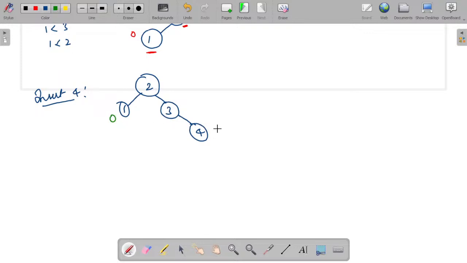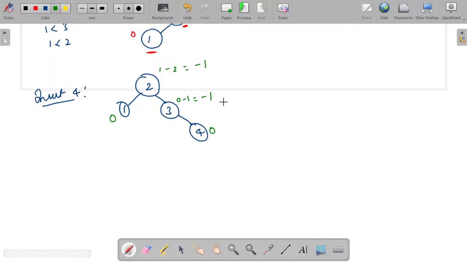So for leaf nodes, it is going to be 0. And what about this node? On its left side, there are no child nodes, so it is going to be 0. And on the right side, we have one node, so it is going to be 1. So 0 minus 1, it is going to be minus 1. And for 2, it is going to be 1 on the left side and 2 on the right side. So 1 minus 2, the balance factor is minus 1.